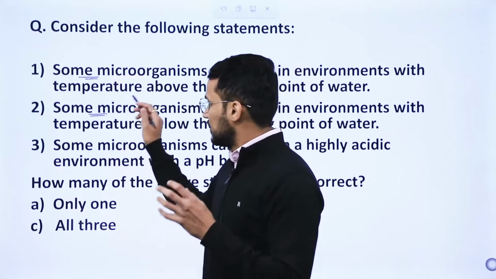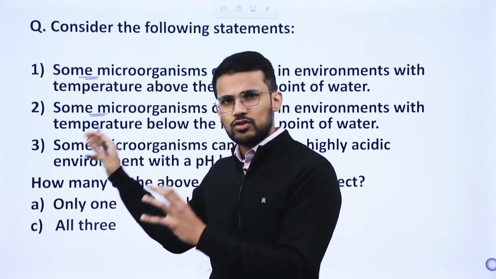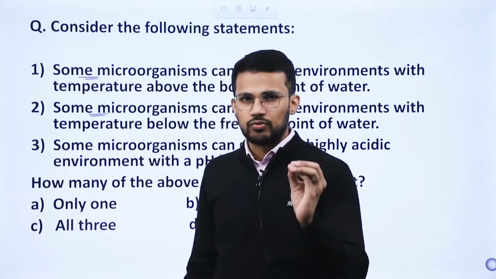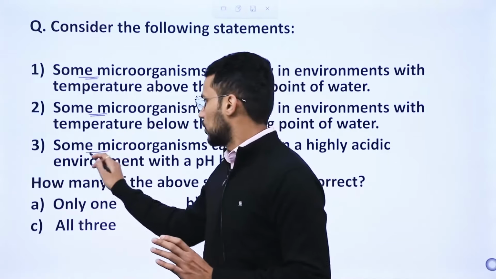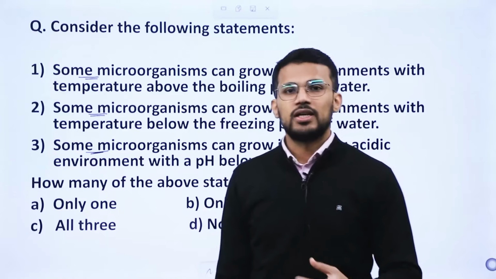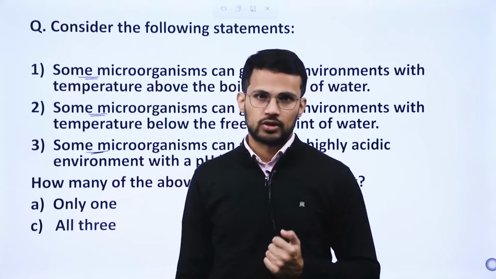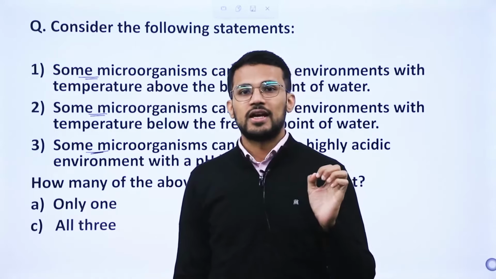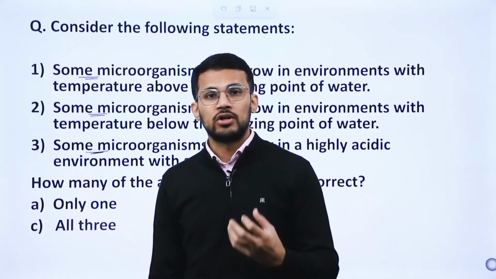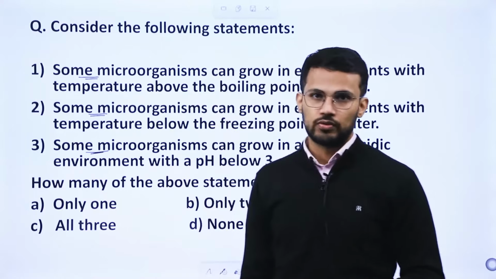It is saying that some microorganisms can tolerate very high temperatures, some can tolerate very low temperatures, and some can tolerate extremely acidic conditions, right. So, there can be these kinds of microorganisms. These are called extremophiles. The microorganisms that can tolerate extreme conditions are called extremophiles.